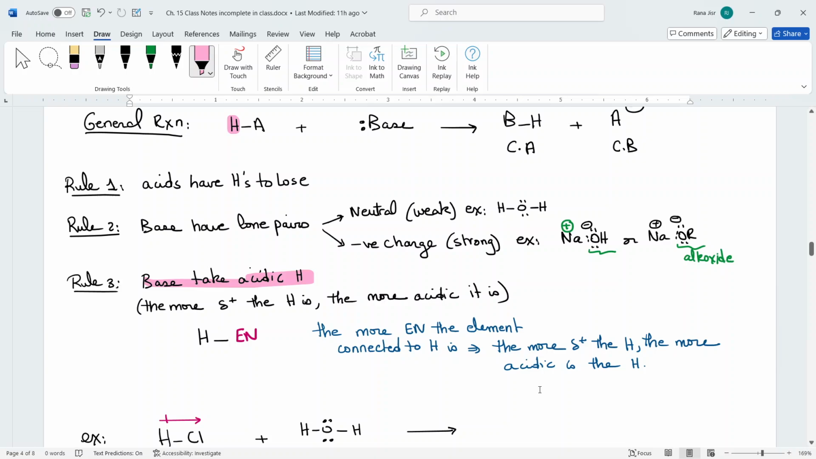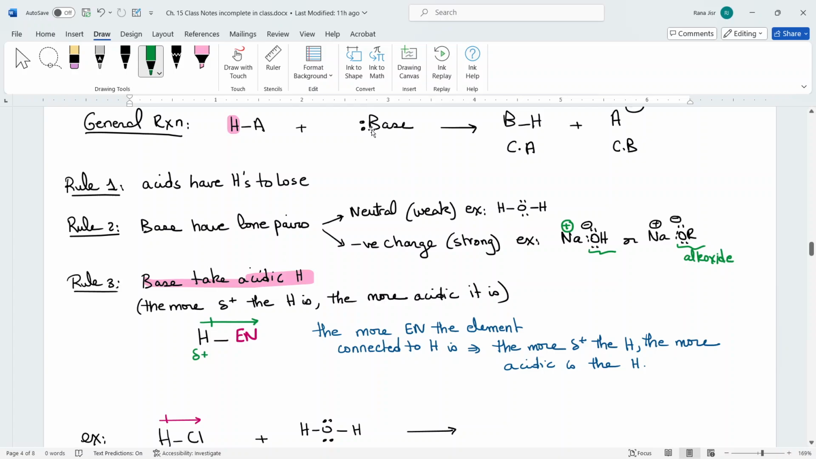There are different acids in there, but the definition of an acidic hydrogen is a hydrogen that is connected to an electronegative element. Normally, electronegative elements take electrons away from the hydrogen and make the hydrogen partial positive. The rule says that the more partial positive the hydrogen is, the more acidic it is, meaning the more easily it is taken by the base.